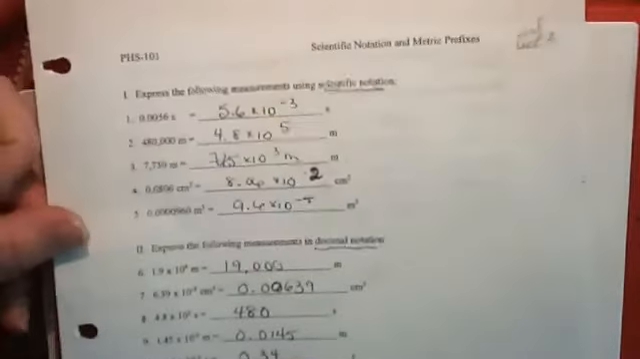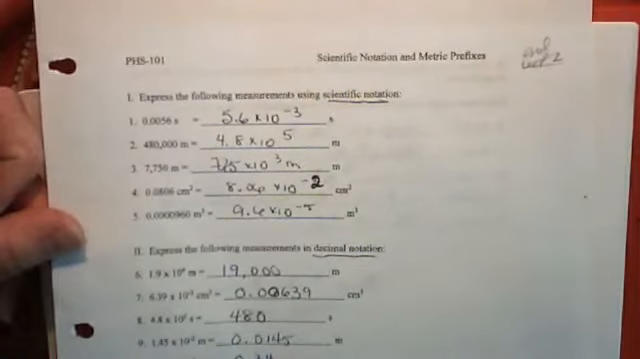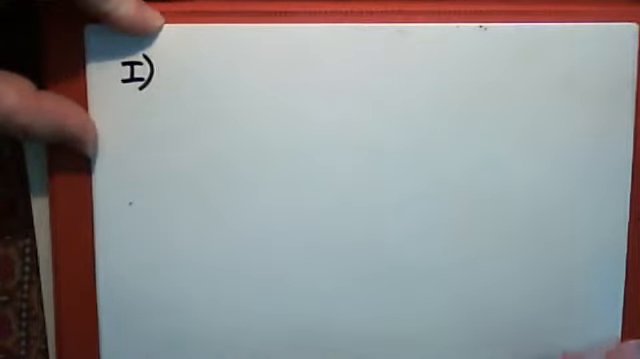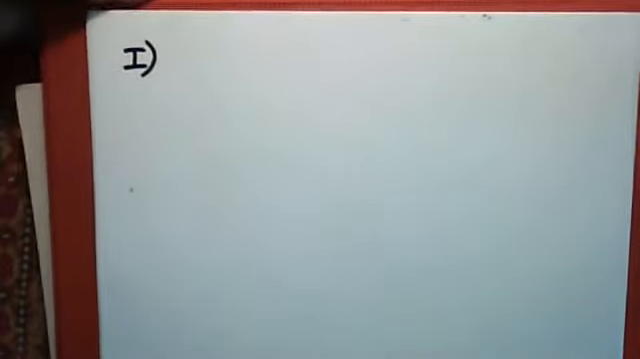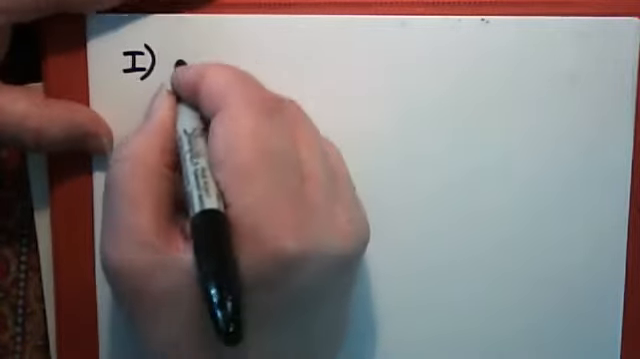Where we left off at the end of the last lecture was we were working on this sheet here. This is the one that says scientific notation and metric prefixes, because we just went over the metric prefixes, and so we want to get some experience with that, and also scientific notation. As you'll notice in the first section of the sheet, it says, express the following measurements using scientific notation. So this is not practice with the metric system yet, so much as scientific notation.